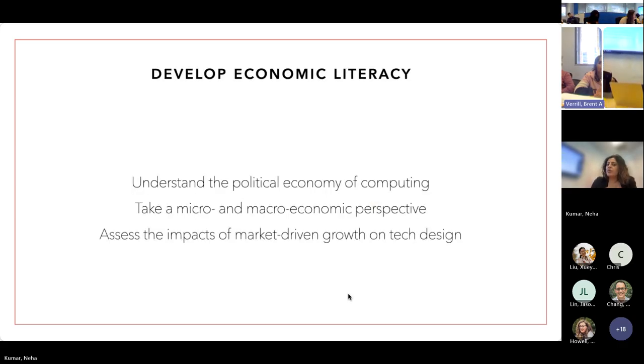On developing economic literacy, HCI already has a practice of drawing from other disciplines, which helps us to better understand humans, computers, and their interactions. And there's also much for HCI to draw from economics to understand the political economy of computing. We cannot claim to understand sustainability without understanding costs to sustainability, and this needs both a micro and macroeconomic perspective. This is something that we talk about in the paper, how we could think about developing economic literacy so that people who are engaging with computing can also look at the economics of it.